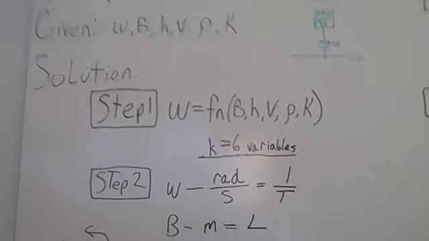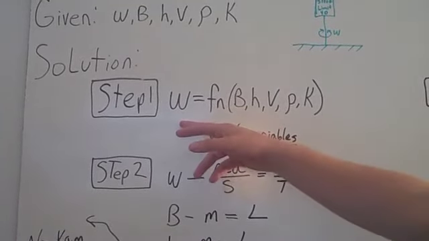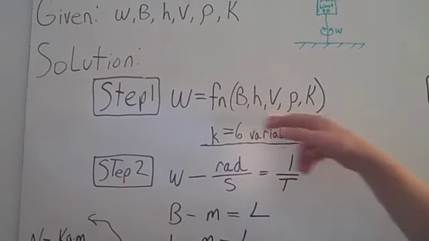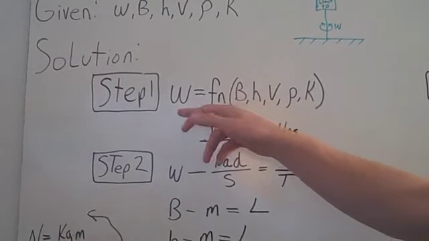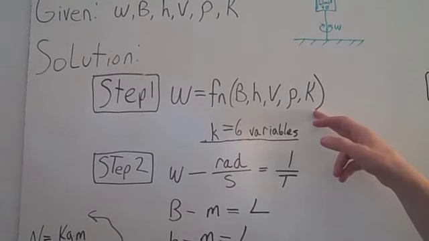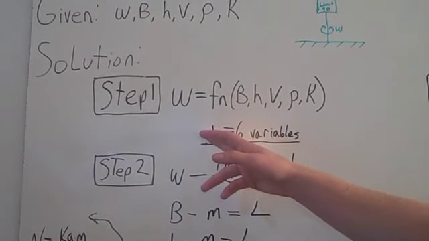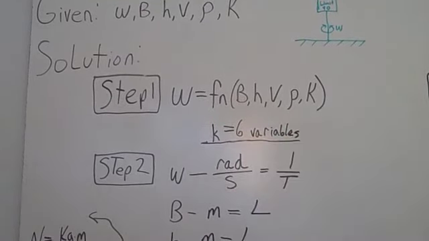Step 1. List all independent variables that are involved in the problem. In this step, we've taken the given variables and listed them in this form. We listed omega as a function of the 5 other variables previously mentioned. Here, lowercase k, which just signifies the number of variables, equals 6.